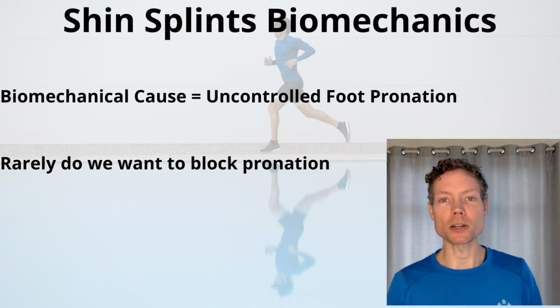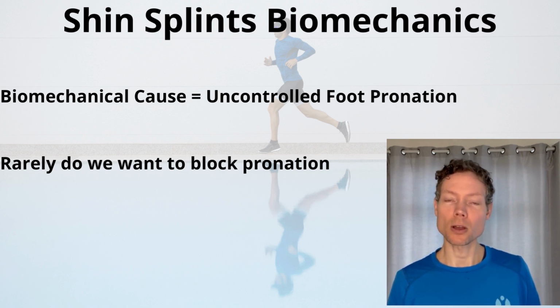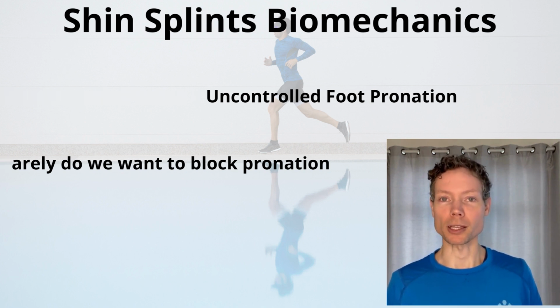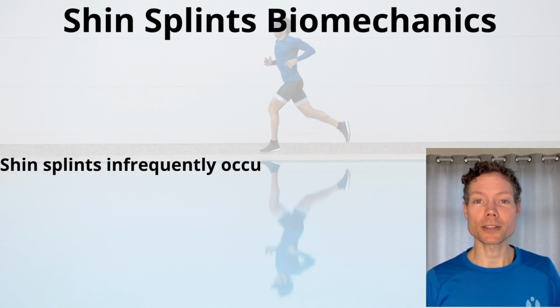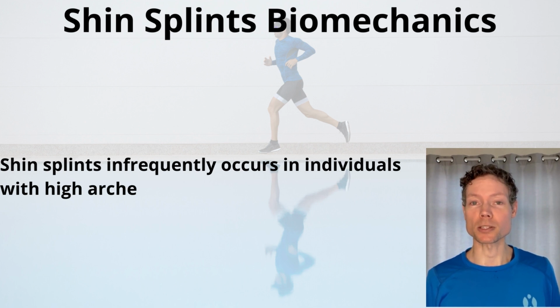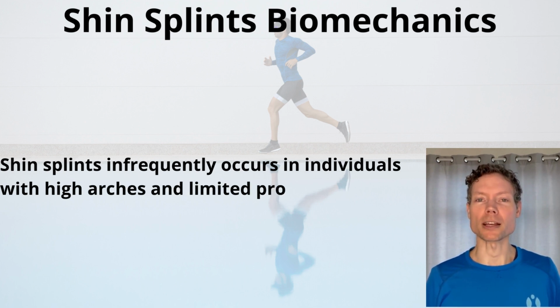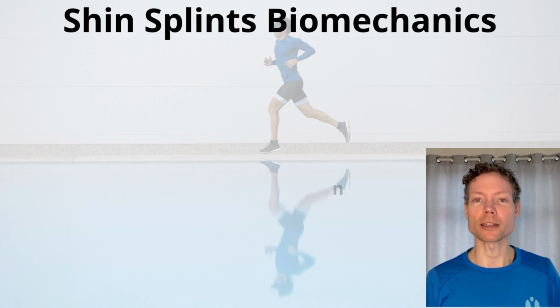And it's a function of the rate and range of motion, so the sequencing of how the foot moves in and out of foot pronation that really matters. Every single one of us ideally would pronate when our foot hits the ground. So ideally we want to be able to use pronation, but use it appropriately. So shin splints can occur in individuals with high arches. They don't necessarily have to have uncontrolled foot pronation to end up with shin splints. It's far less common, but we do see that in our clinic.